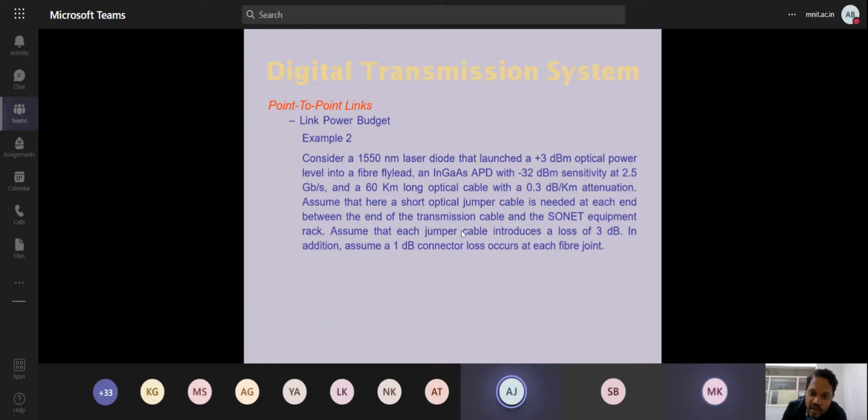So this particular line is not exactly explaining what it includes. Does this 3 dB include the connector losses or not? Fine. If this includes the connector losses of the jumper cable, then you only have two connectors. Otherwise, you'll have six connectors. Okay.